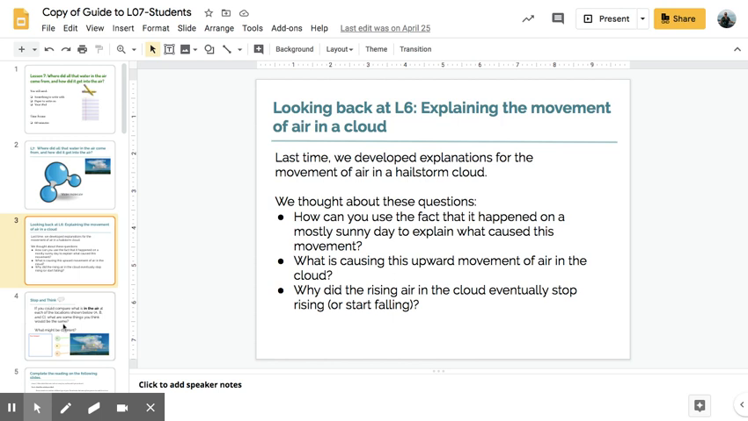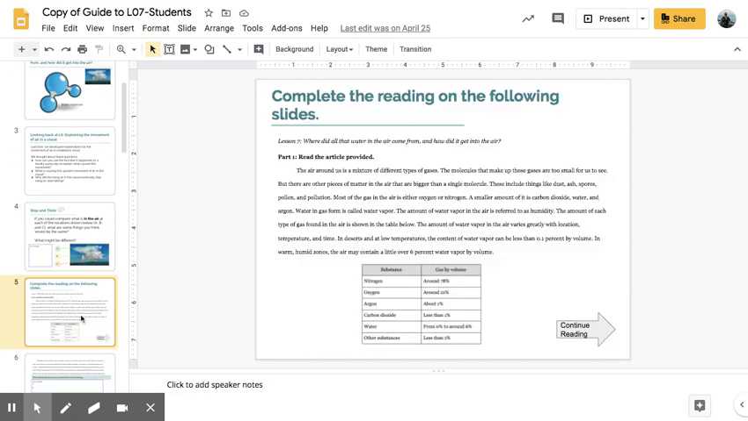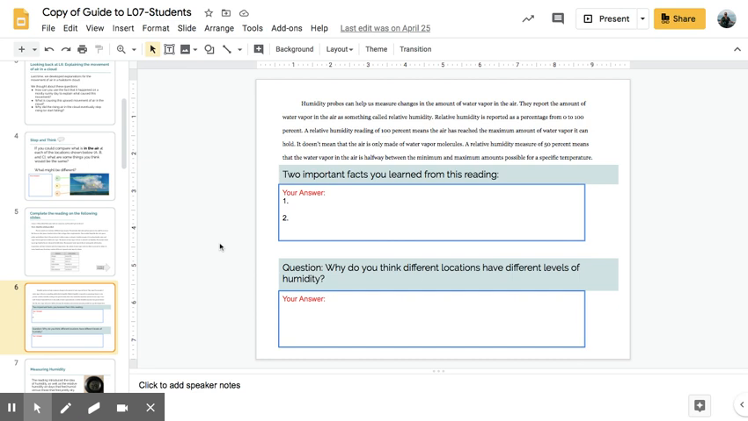Think about those questions. And then you're going to think about what would be happening in different parts of this really tall cloud, the top, the middle-ish bottom, and right below the cloud, what would be going on with the air. You're going to read this article. Here's the first page, and then there's the second page of it. Then you are writing up 2 important facts you learned and a question that you need to answer.